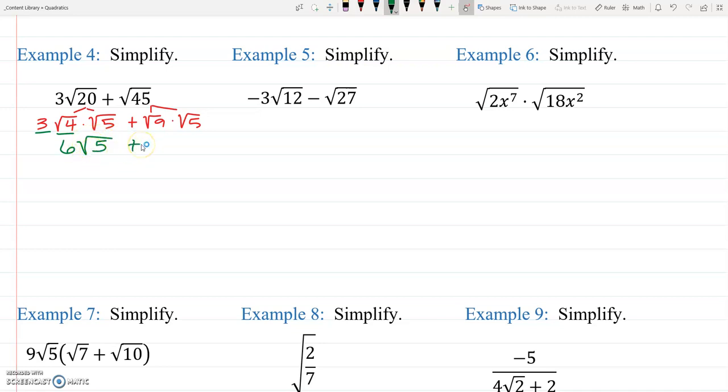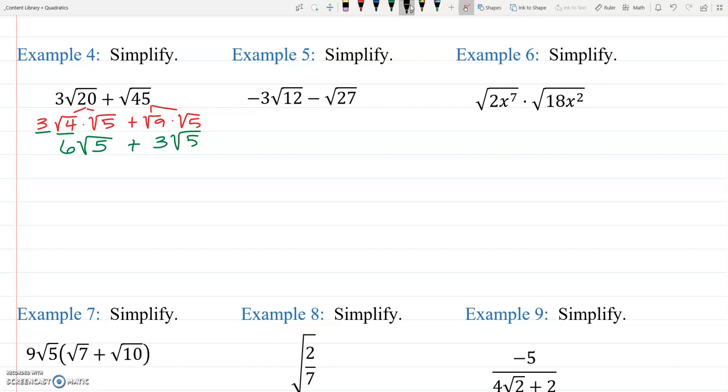Okay, back here, square root of 9 is going to turn into the whole number 3, and I got my square root of 5. Okay, I've got like terms. My square root of 5 and my square root of 5 are the same. So it's like a variable. You treat radicals like variables, so it's kind of like I have 6x plus 3x.